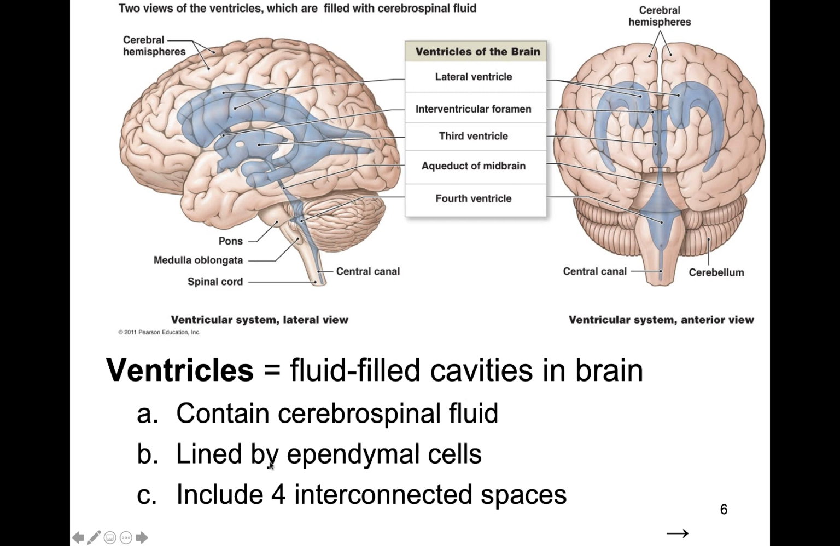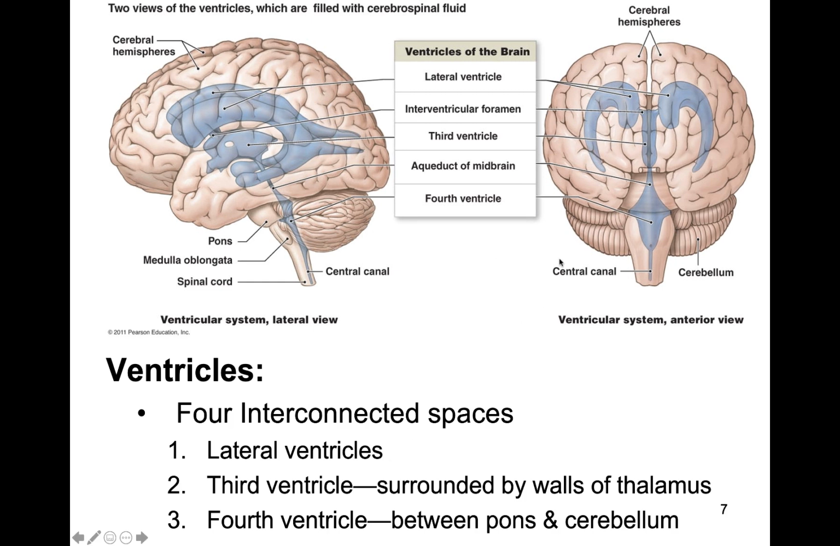Another thing is that these are lined by ependymal cells. And if you remember from the general nervous system, ependymal cells are a type of neuroglia cells. So these are the supporting cells that are found in the brain. And their job is to secrete CSF. So those cells are going to line the inside of the ventricles, and then they're going to produce CSF, and these ventricles are going to be filled with CSF.